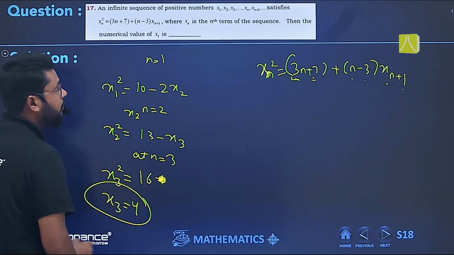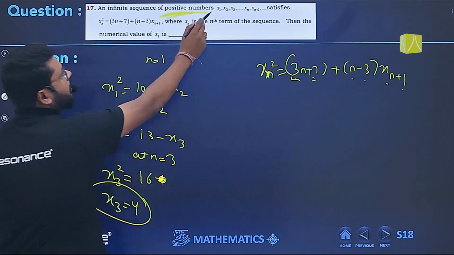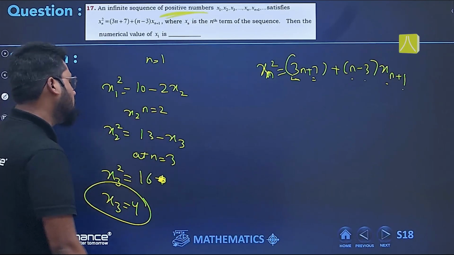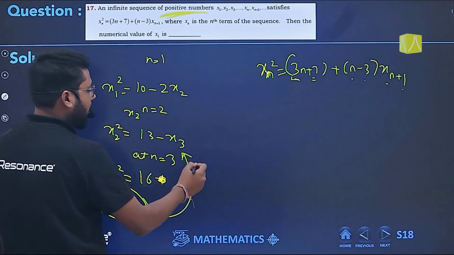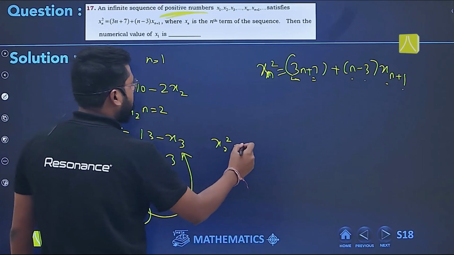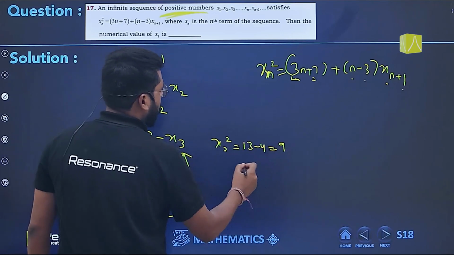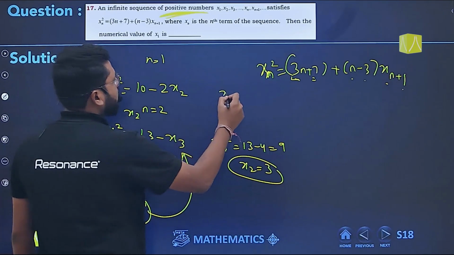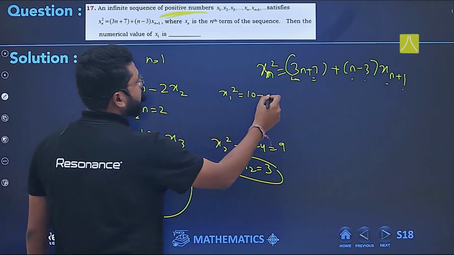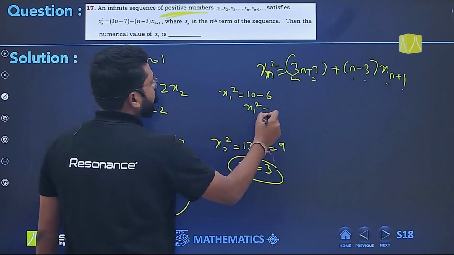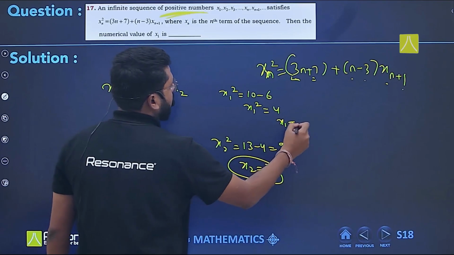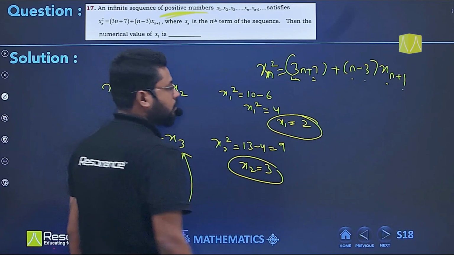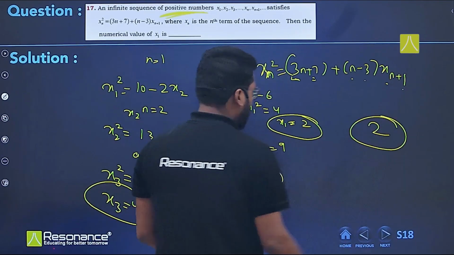We cannot take minus 4 because it is a sequence of positive numbers. So x3 is 4. If you substitute x3 as 4 here, x2 square will be 13 minus 4, that is 9, so x2 will be 3. And if you put x2 here, x1 square will be 10 minus 2 into 3 is 6, so x1 square is 4 and x1 will be 2. So the value of x1 is 2, and our correct answer is 2.